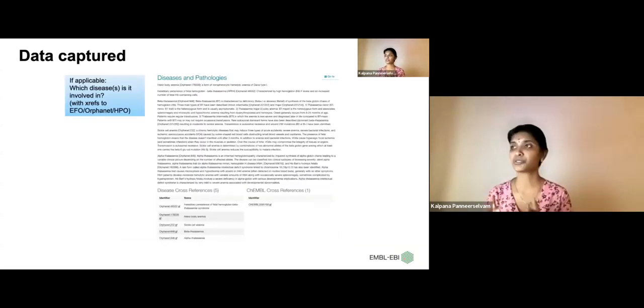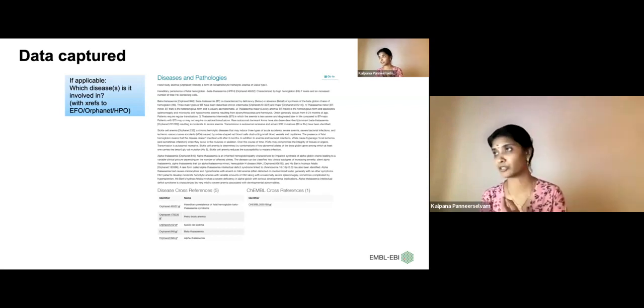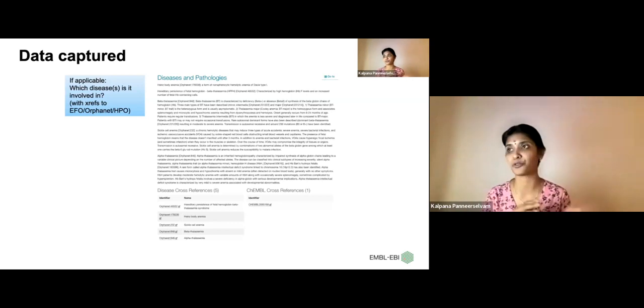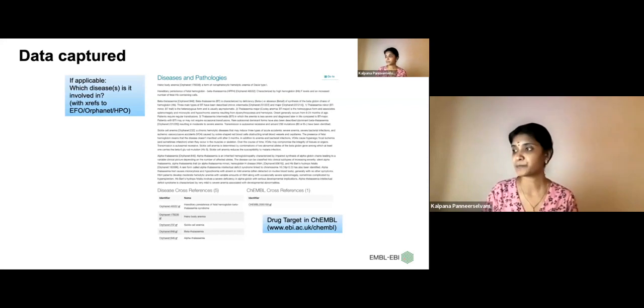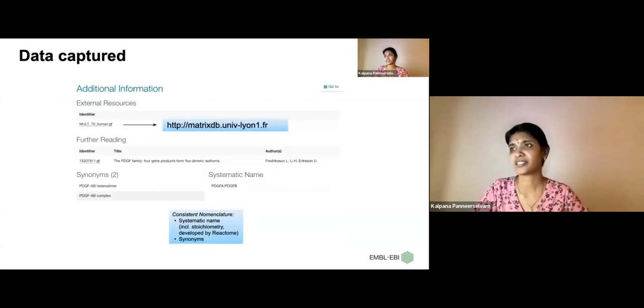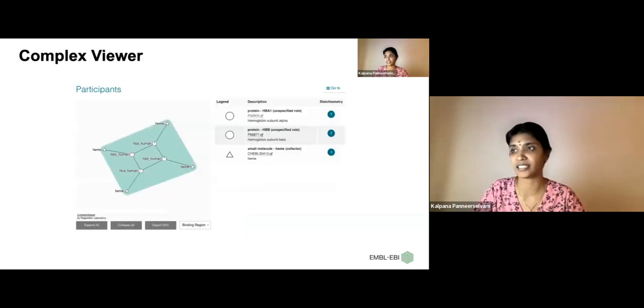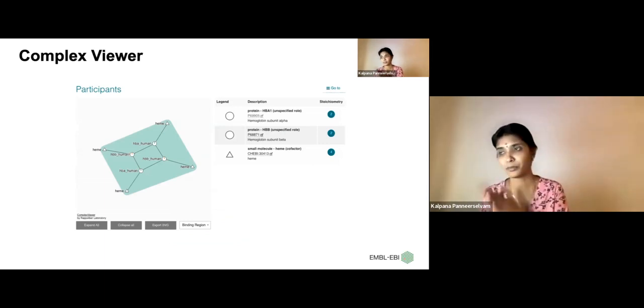Further, we also bring the diseases and pathologies, and all these details will be supported by ontologies from EFO or Orphanet or HPO, wherever applicable. And if we have a drug target in ChEMBL, a link is also provided with each complex. And you'll have additional data from, in this case, MatrixDB, and you'll have the synonyms and other details available. Okay, so now let us look at the complex viewer.